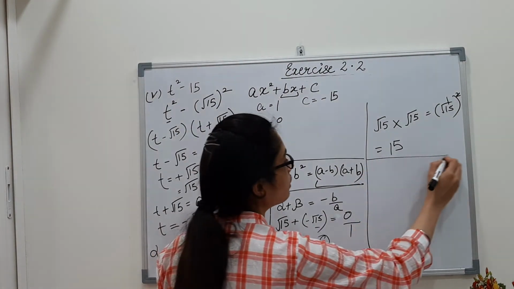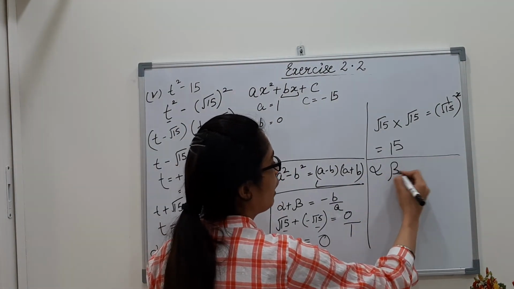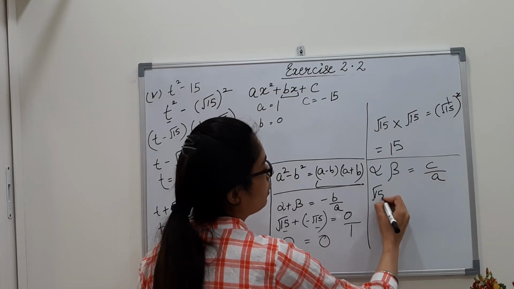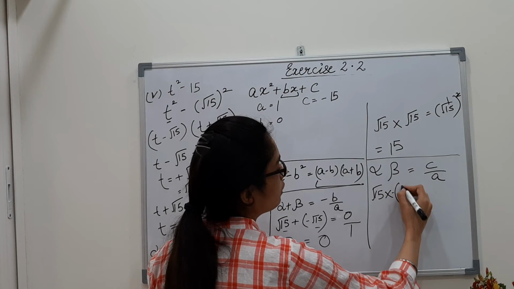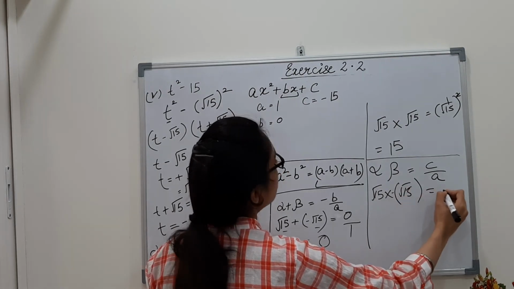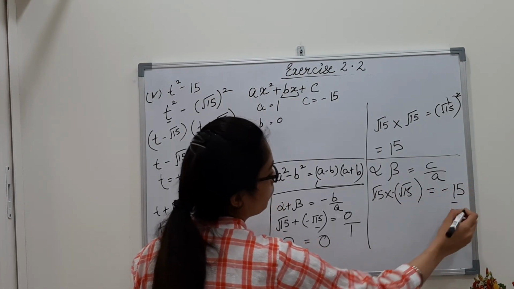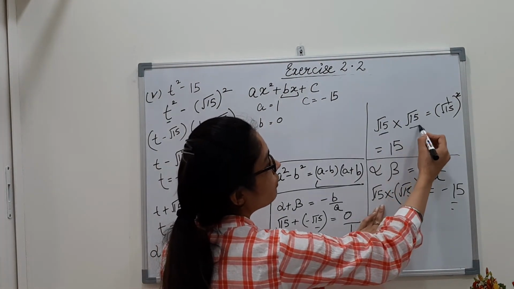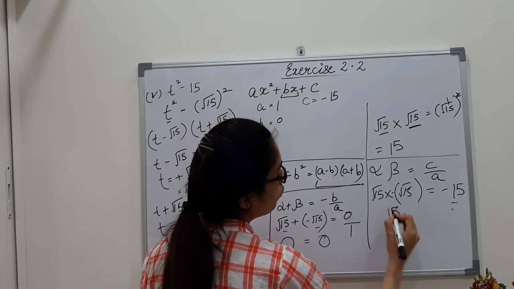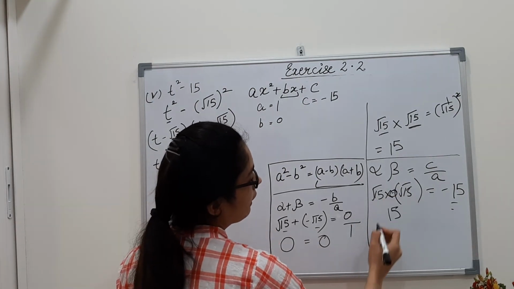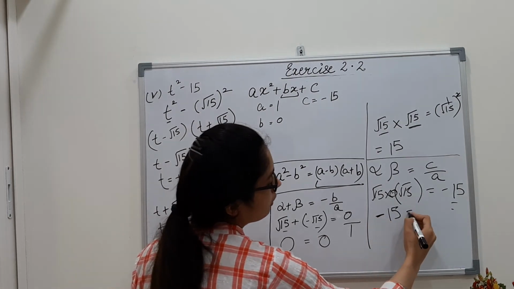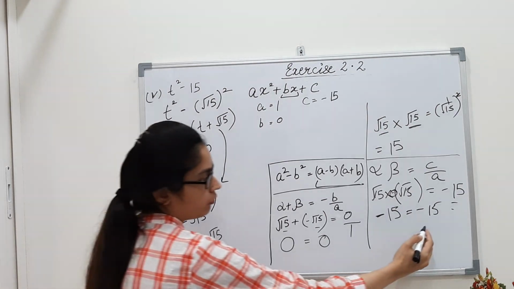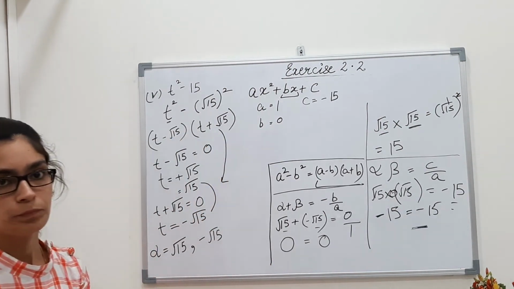Now let's verify the result for product. Alpha into beta is equal to c upon a. Alpha is root 15. Beta is minus of root 15. Your c is minus 15. So I told you earlier also, root of 15 into root of 15 will be equal to 15, but it has one negative sign, so it will be minus of 15. Minus of 15 equals to minus of 15, hence verified.